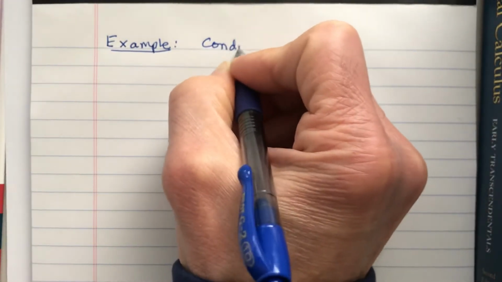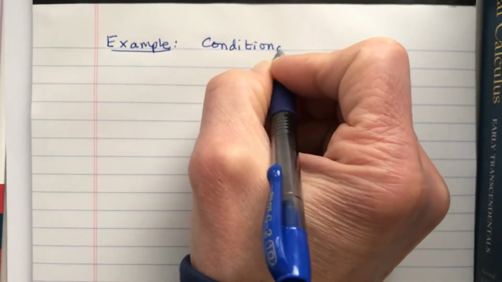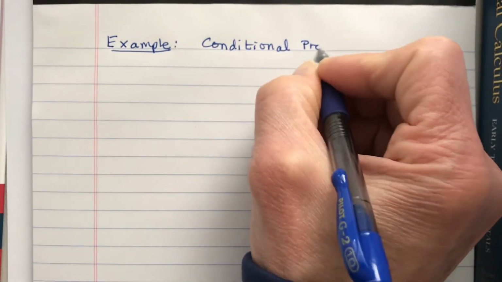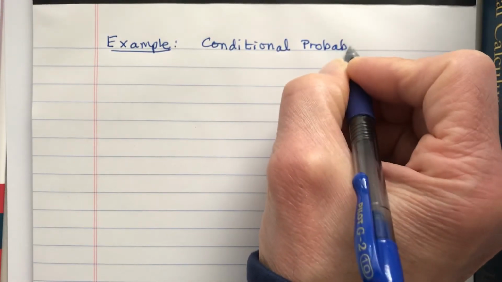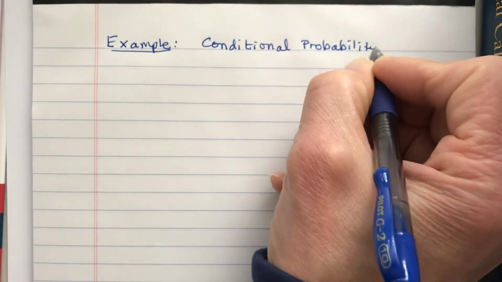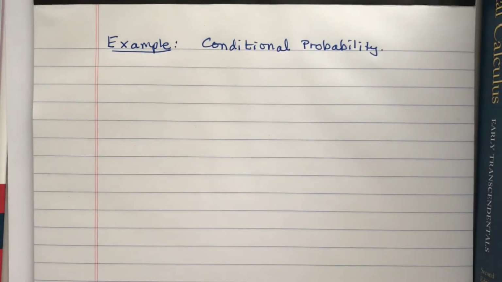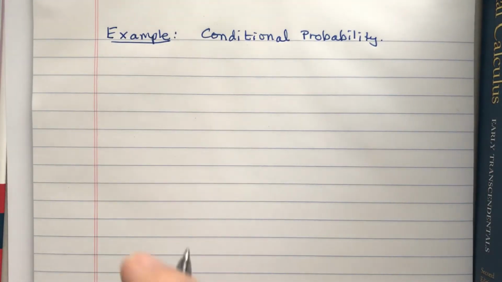All right, in this video, we will do an example of conditional probability. Under this example, we're not going to count. So we counted in the last one. We're not going to be able to count in this one.